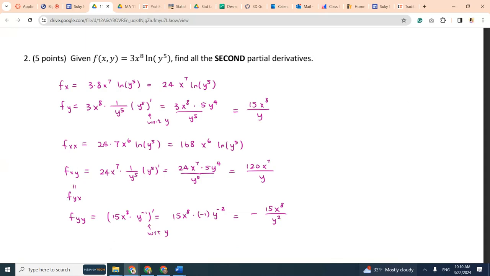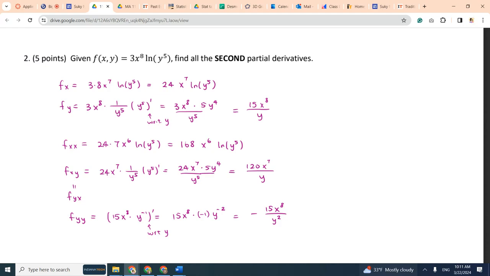And fxy or fyx, two ways you can do it. You can look at fx and take the derivative with respect to y. And this is what I did. So 24x to the 7 remains there. And then the derivative of ln u is 1 over u times u prime. And then u prime is 5y to the 4, and they cancel. So you only get 1 over y in the denominator.